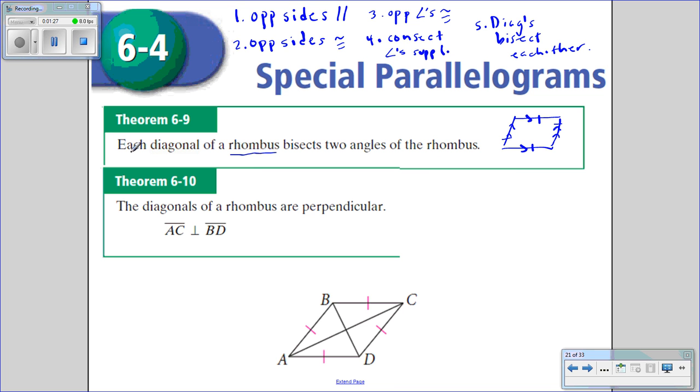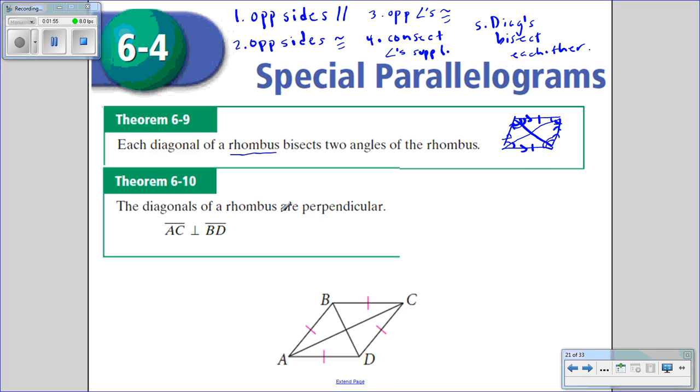So our first concept here, each diagonal of a rhombus bisects the 2 angles of the rhombus. So what happens is this diagonal will bisect the angles it goes from and to. Same thing with that diagonal. That diagonal will bisect that angle, the angles it goes to and from.